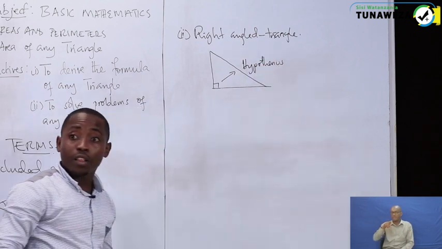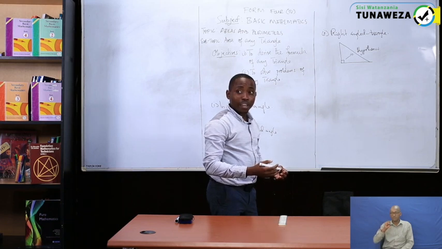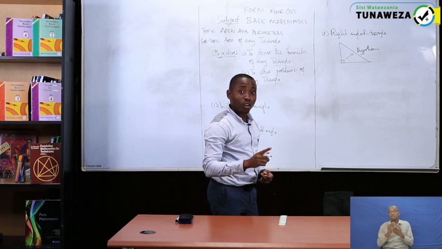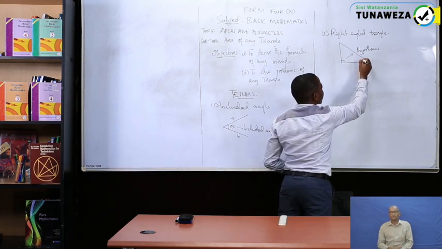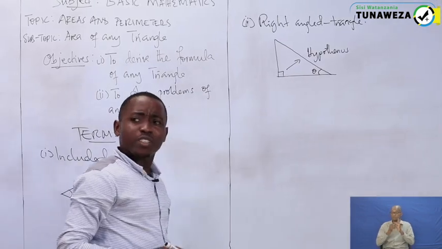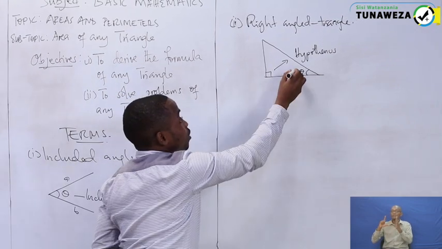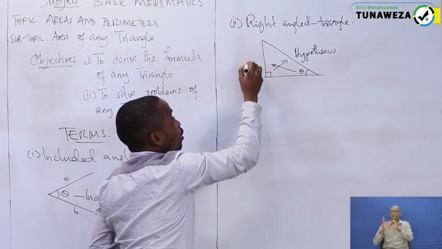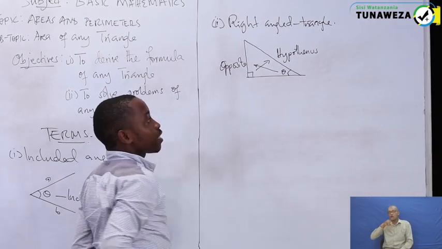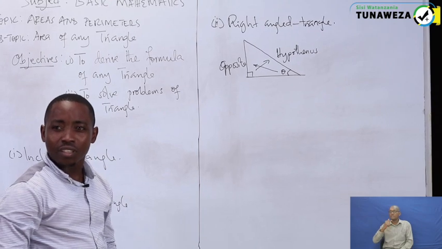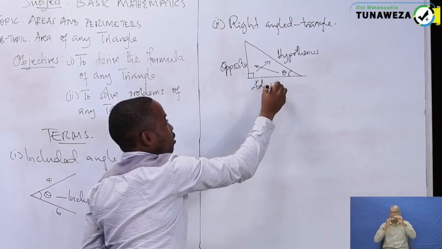And the other two legs are known by their names concerning the angle that we're talking about. For example, our angle in this right-angled triangle is this one. Then the side which is faced by this angle, which is not 90 degrees, is known as the opposite side. And the remaining, third side is known as the adjacent side.